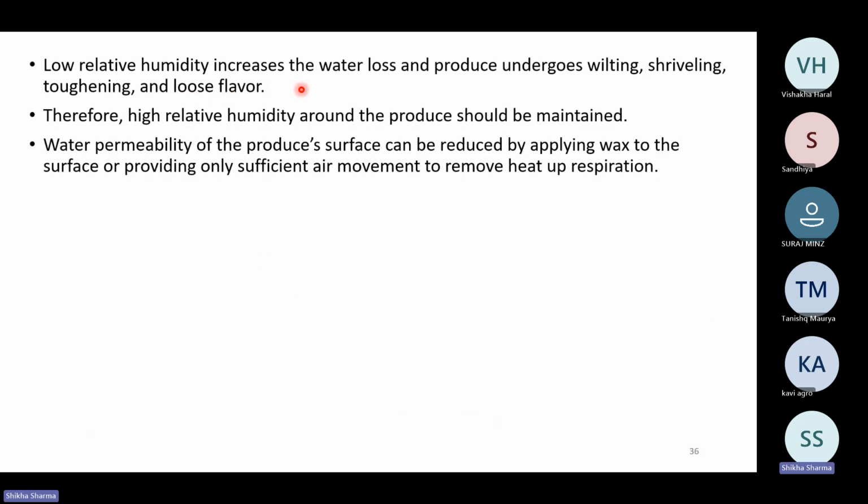Low relative humidity means that water loss is very high. The product undergoes wilting, shriveling, toughening, and loss of flavor. So humidity should be maintained, and the water permeability of the produce surface can be reduced by sometimes applying wax or edible coatings, so that sufficient air will go through but water will not come out, to remove the heat of respiration.